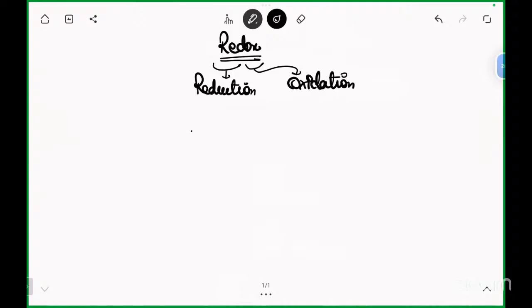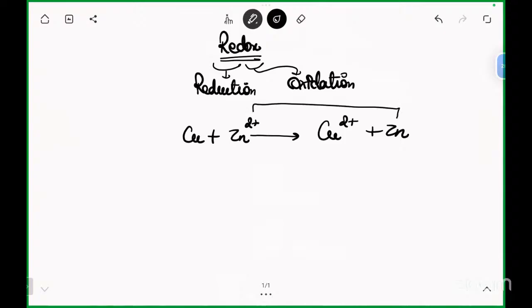For example, I'm writing Cu plus Zn2+ gives out Cu2+ plus Zn. So here zinc is getting reduced while copper is getting oxidized. This type of reaction is called a redox reaction.